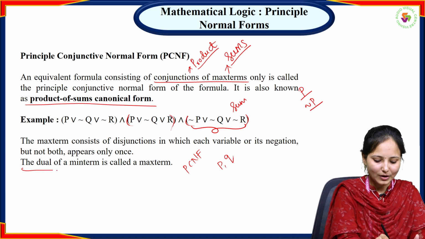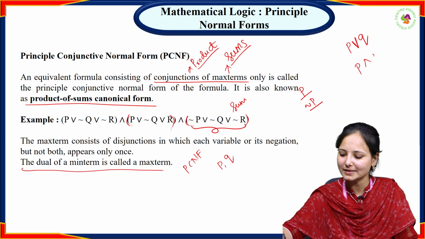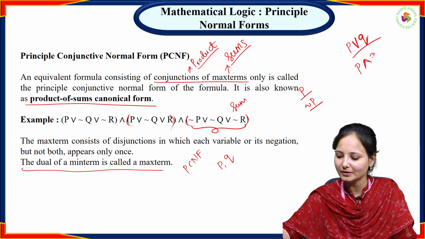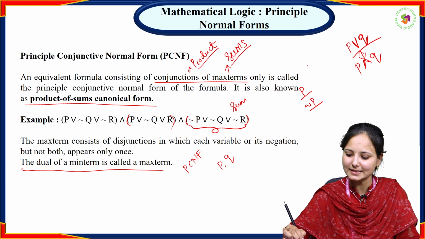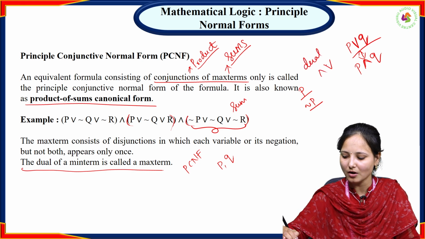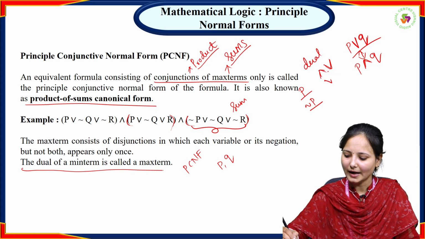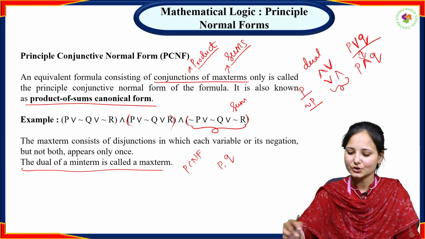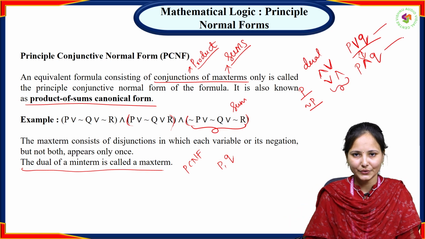Here, the dual of a min term is called a max term. So what is meant by a max term? A max term is a sum of the terms. And what is meant by a min term? A min term is a product. So here these both are duals. Dual is nothing but replacing AND with OR and OR with AND. This is known as duality. So here it is very clear that the max term and min term are dual to each other.